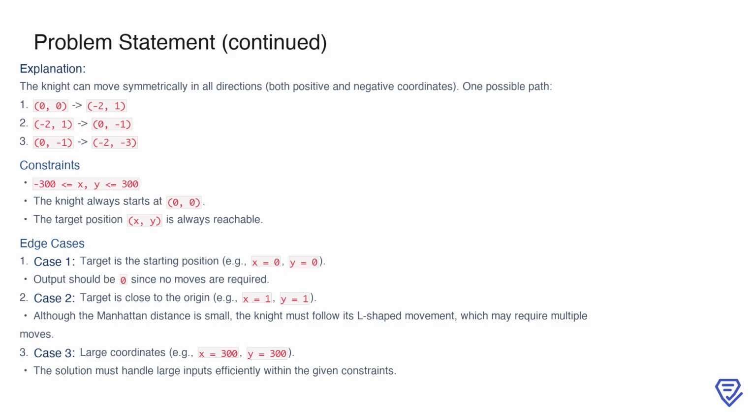The problem also has some constraints and edge cases to consider. For example, if the target is the starting position, 0, 0, no moves are needed, and the output is 0. If the target is close to the origin, like 1, 1, the knight may require multiple moves despite the small Manhattan distance. Additionally, the solution must efficiently handle large inputs, such as when x and y are as large as 300 or as small as -300, given the constraints. These edge cases test both the correctness and efficiency of your solution.